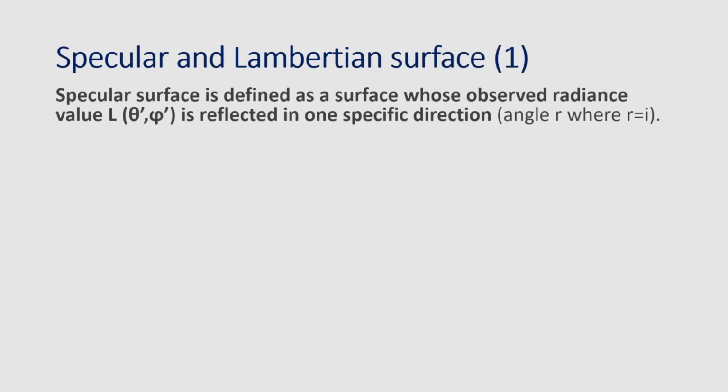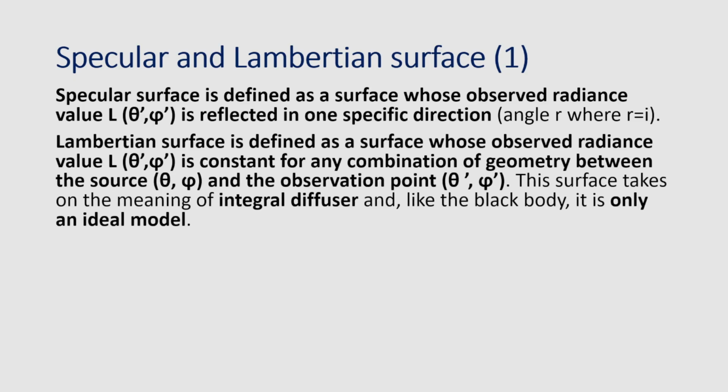Specular and Lambertian surface. 1. Specular surface is defined as a surface whose observed radiance value L(θ', φ') is reflected in one specific direction, angle R where R equals I. Lambertian surface is defined as a surface whose observed radiance value L(θ', φ') is constant for any combination of geometry between the source, θ, φ, and the observation point, θ', φ'. This surface takes on the meaning of integral diffuser and, like the black body, it is only an ideal model.